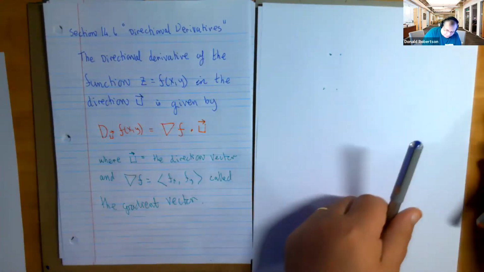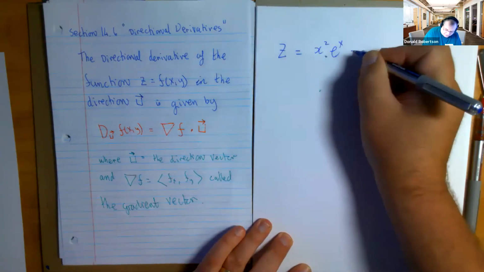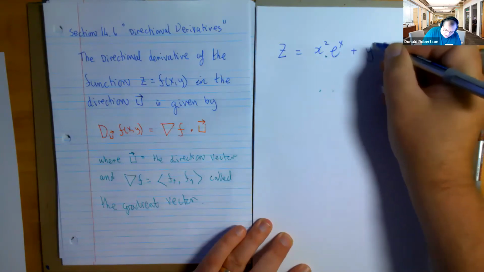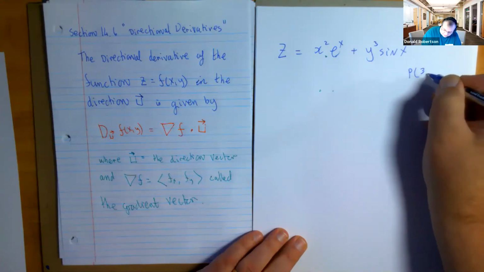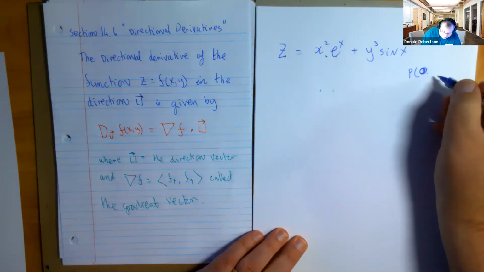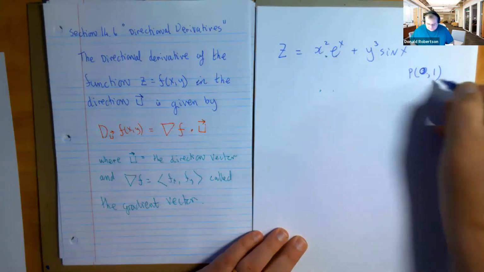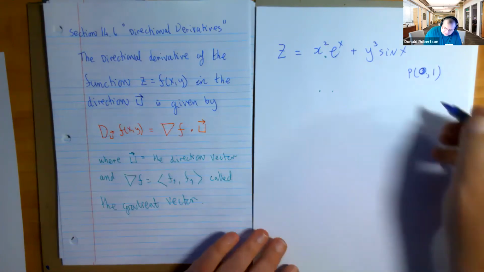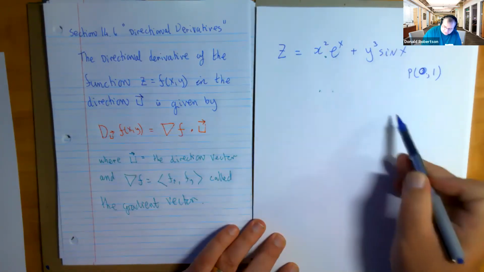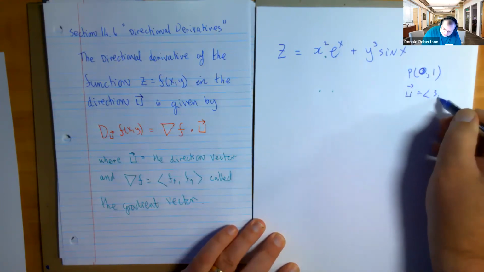So, let's have a function, z equals x squared e to the x plus y cubed sine x. The point is 0, 1, and I don't really want to make my life too difficult, so I'll make that 0 and 1. That's very basic. We want to find the directional derivative of this particular surface at that point, but going in the direction 3, -1.